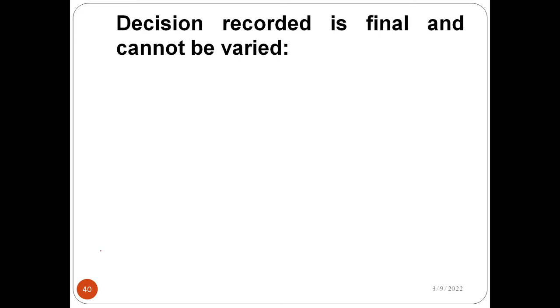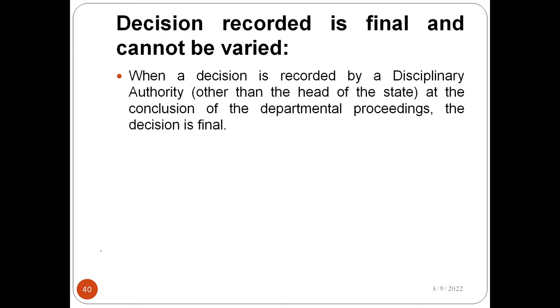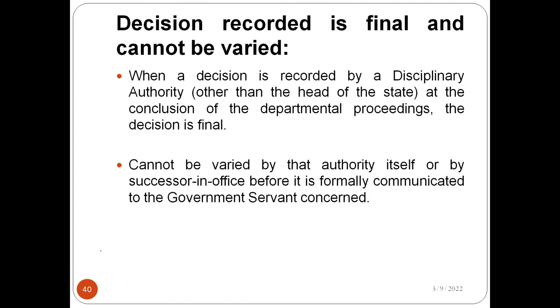Decision recorded is final and cannot be varied. When a decision is recorded by a disciplinary authority other than the head of the state at the conclusion of the departmental proceedings, the decision is final and cannot be varied by that authority itself or by its successor in office before it is formally communicated to the government servant concerned.